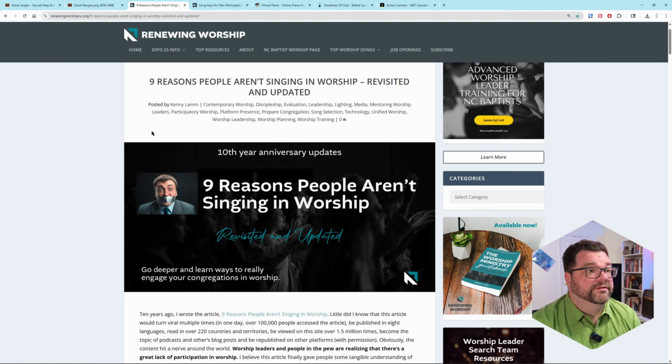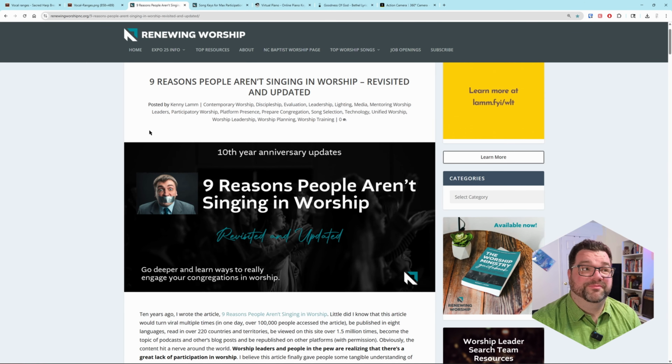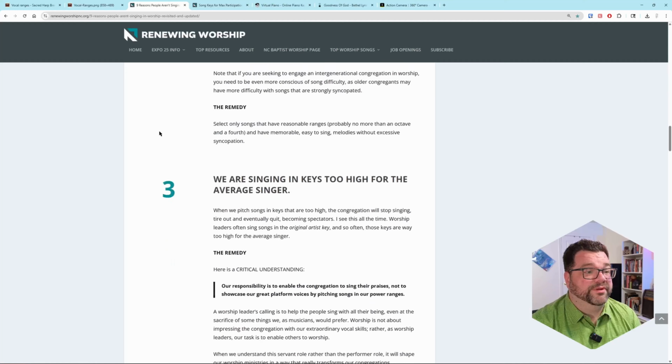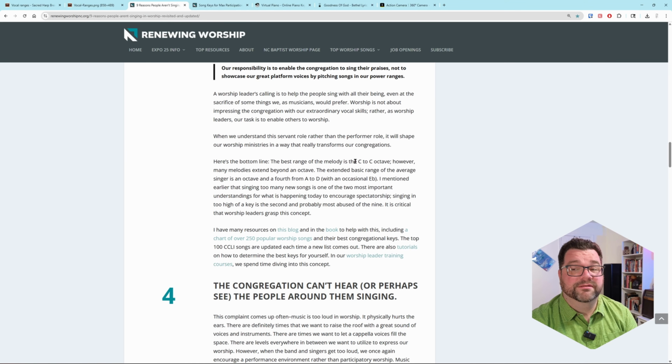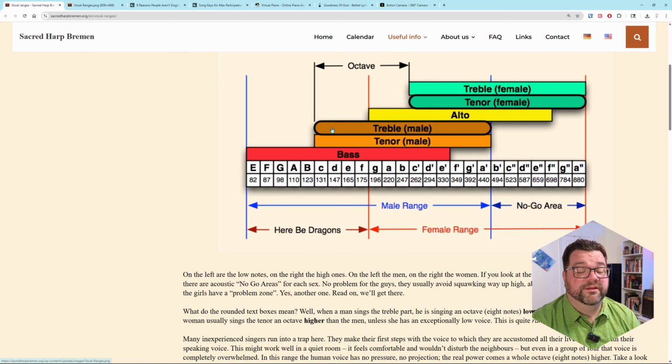Now this is the 9 reasons why people aren't singing worship page from Renewing Worship. And again, number 3 is all about singing songs that are too high. And they recommend going pretty much from a C to C range. So if you look, here's a C to C, that hits the low end of the tenor and treble, middle, upper end of the bass. If you go from this C to this C, then you're kind of getting the middle or low end of the female range. So each group has an octave in there that they can sing. It's not always perfect again, but it's a place to start.